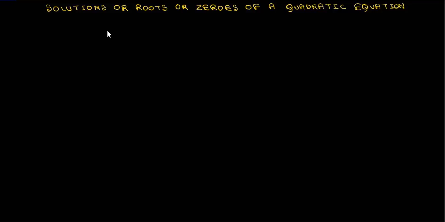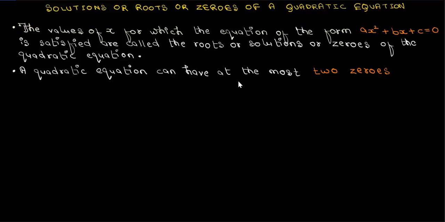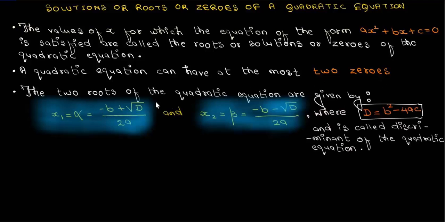Now let us come to solutions or roots or zeros of a quadratic equation. The values of x for which the equation of the form ax square plus bx plus c equal to 0 is satisfied are called the roots or solutions or zeros of the quadratic equation. A quadratic equation can have at most two zeros. The two roots of the quadratic equation are given by x1 equal to alpha equal to minus b plus root d by 2a, and x2 equal to beta equal to minus b minus root d by 2a. So this is the representation of the roots.